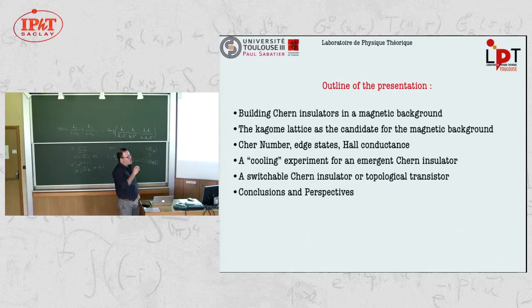And then I will go more to the subject that these are things that were done a few years ago by other people. I will show you. And then we go further to what we have done for what is a cooling experiment for building an emergent Chern insulator. And another possibility is a switchable Chern insulator, what one could call a topological transistor. And at the end, give you some concluding perspective.